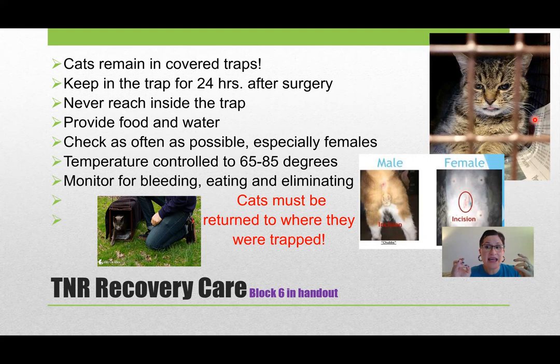Okay, so that is the time that they really need to be in temperature controlled areas and afterwards, because their body can't regulate their temperature at that point. So that's why we have to make sure that we're doing that for them. We're making sure that they're in temperature controlled areas.